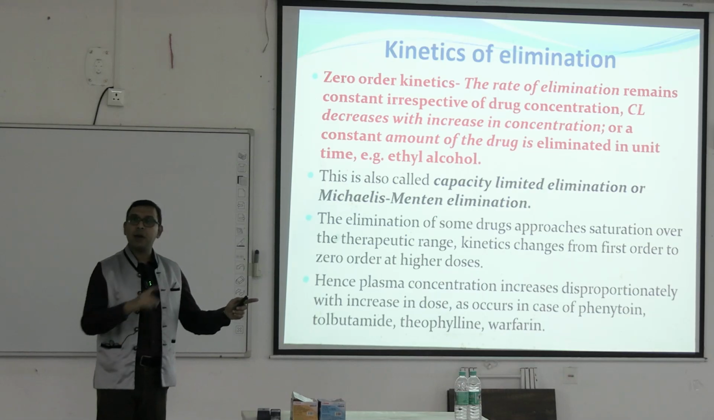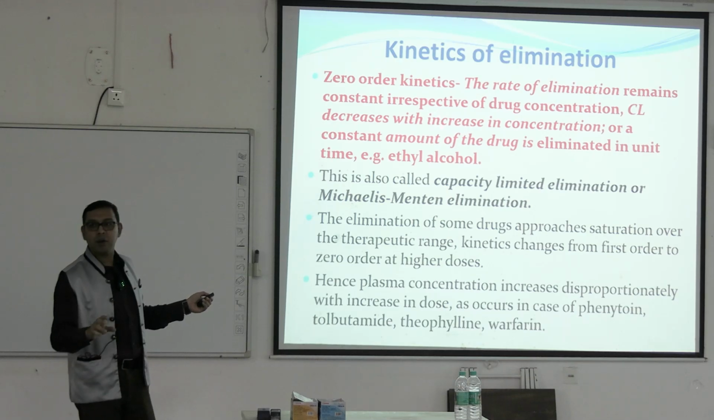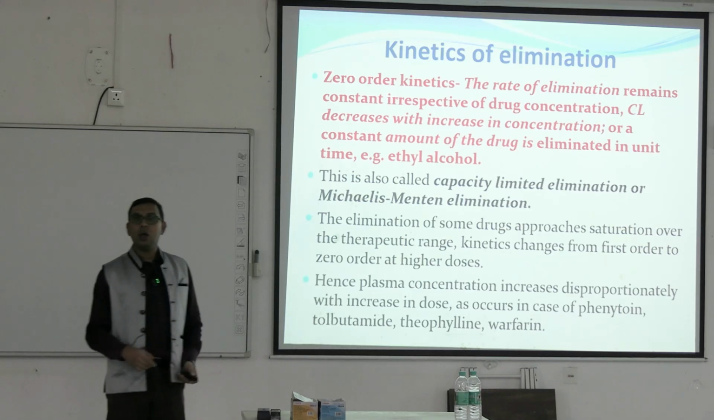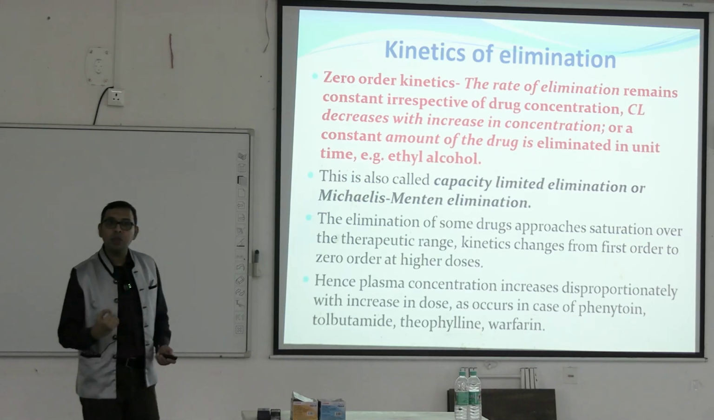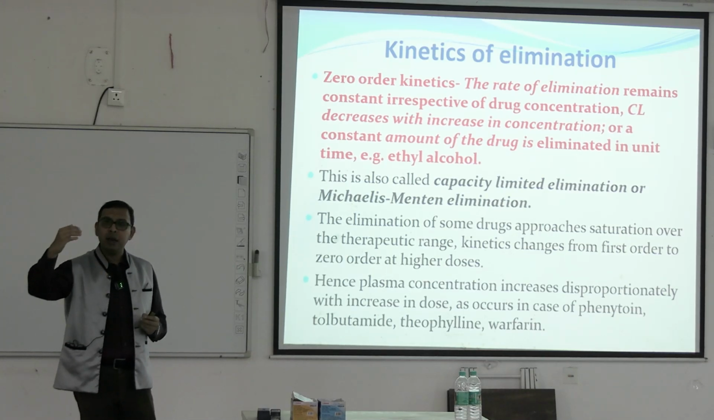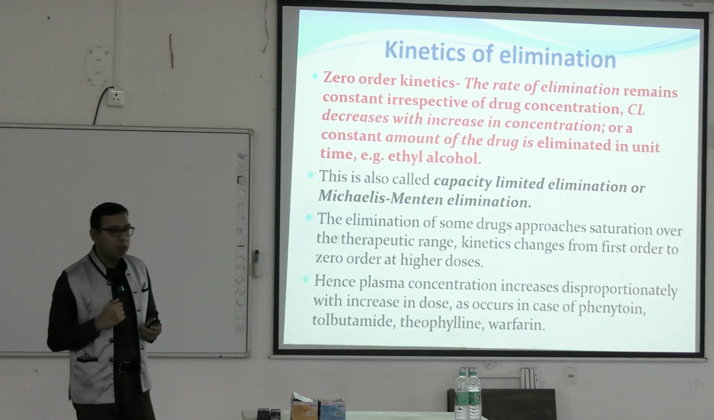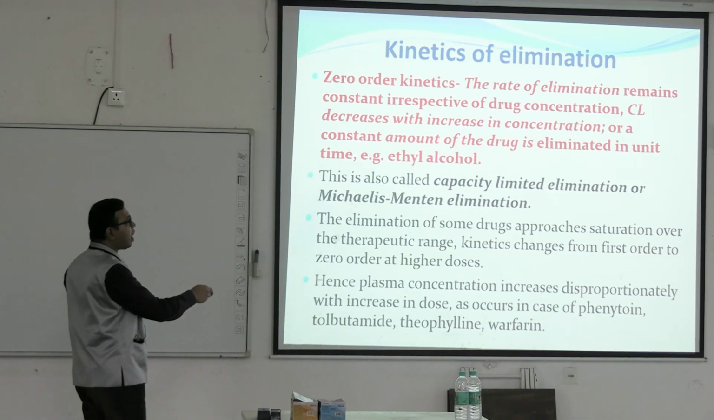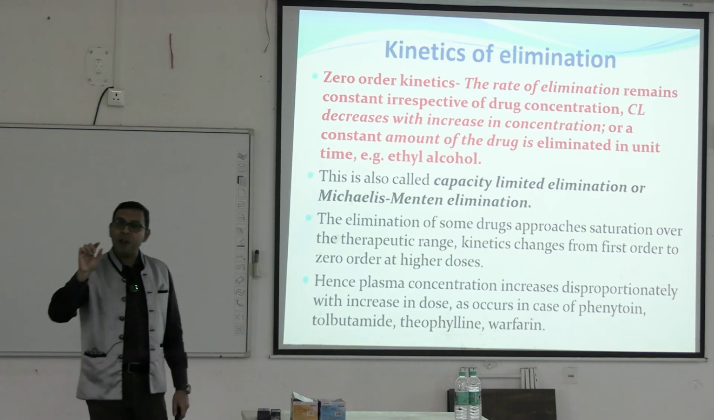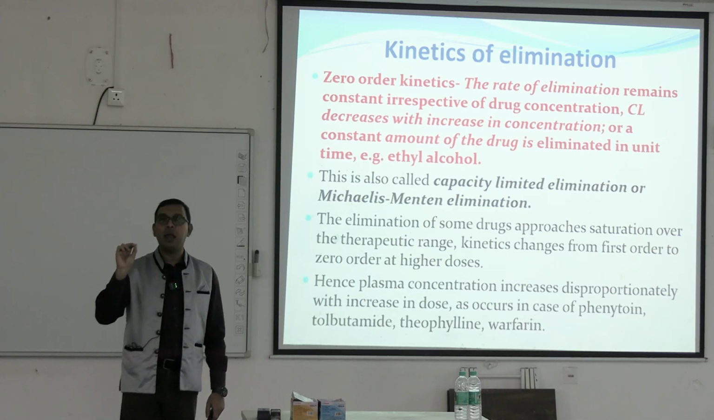In first order kinetics, the rate of elimination is directly proportional to the concentration of the drug. Here it is not; it is constant. Rate of elimination is constant, and clearance ultimately decreases with increase in concentration. When the clearance decreases, there will be more accumulation of the drug within our body. So when we increase the dose of drugs which follow zero order kinetics, there will be more buildup of the drug in our body. Here you can see that a constant amount of the drug is eliminated in unit time. So in first order kinetics, a constant fraction of the drug is eliminated in unit time, while in zero order kinetics, a constant amount of the drug is eliminated in unit time.